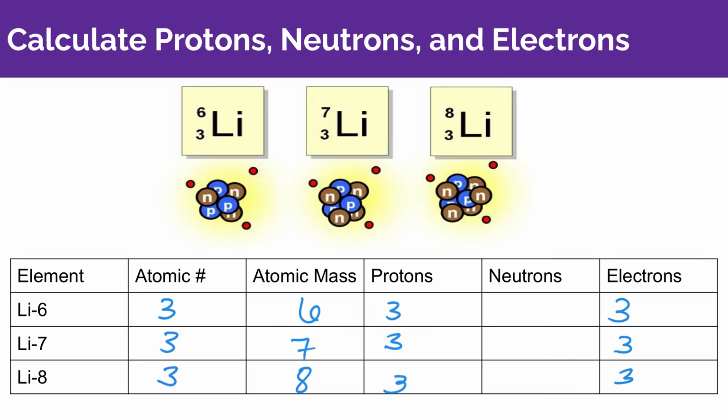So to figure out for lithium-6 the number of neutrons, we're going to do 6 minus 3, which is 3 neutrons. Lithium-7, we're going to do 7 minus 3, which is equal to 4 neutrons. And lithium-8, we're going to do 8 minus 3, which is equal to 5 neutrons.